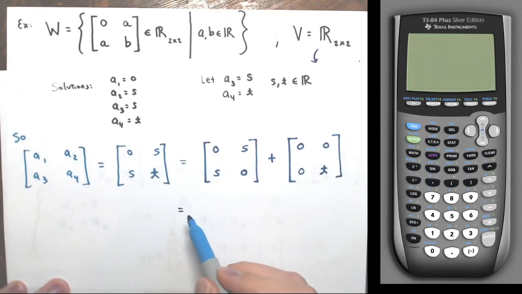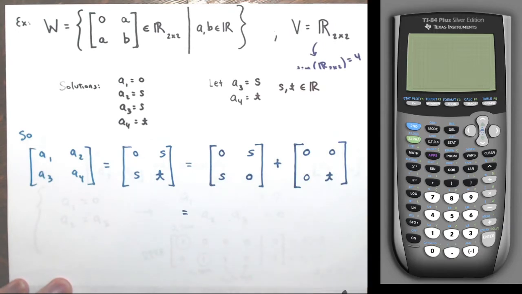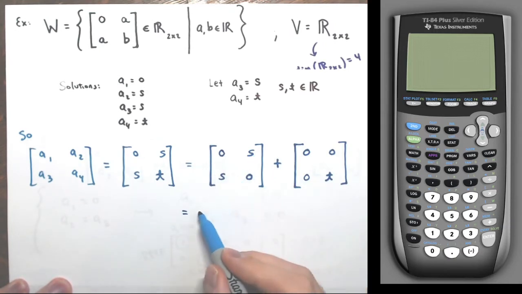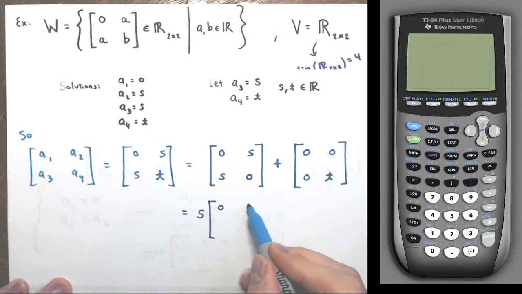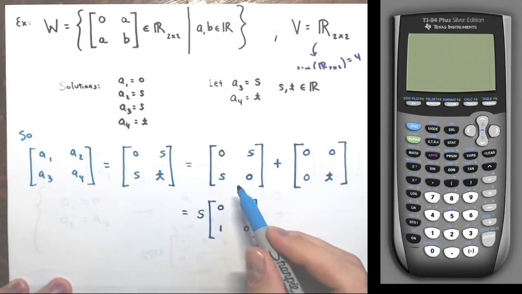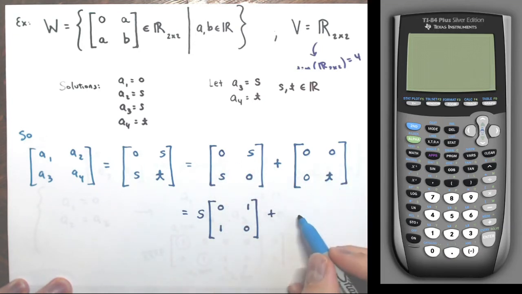Then using the properties of scalar multiplication for matrices, all these have S in common, so I could pull S out. And you have 0, 1, 1, 0, right? If I multiplied this matrix by scalar S, you'd get the same thing back, plus pull the T out of this one, the other free variable, and then you'd have 0, 0, 0, 1.